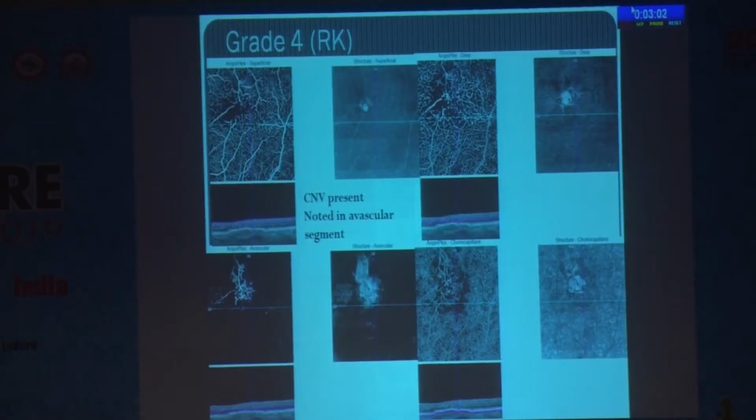And most importantly, grade 4, which according to them is the one with the CNVM. In the avascular slab you can see something happening, and when something happens here, your antennas have to stand up that there could be a CNVM in this patient.